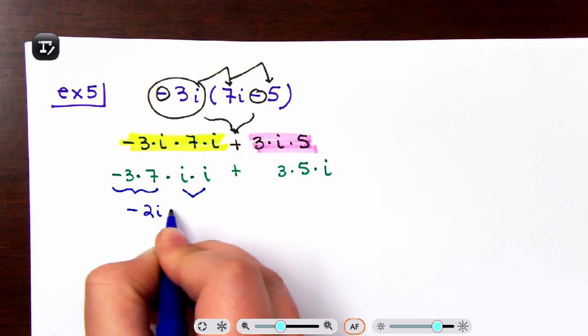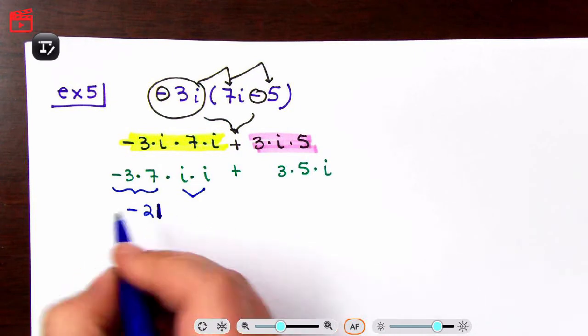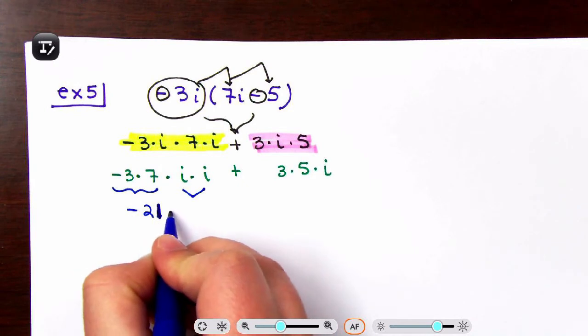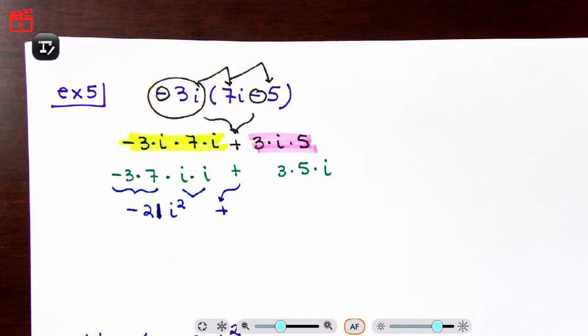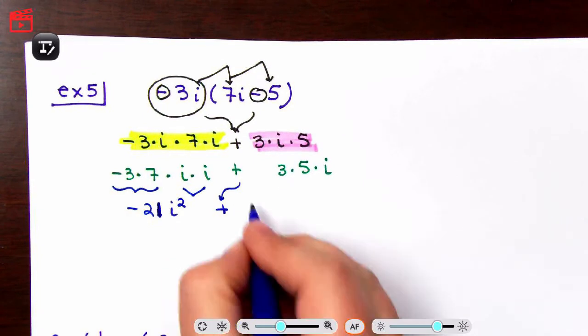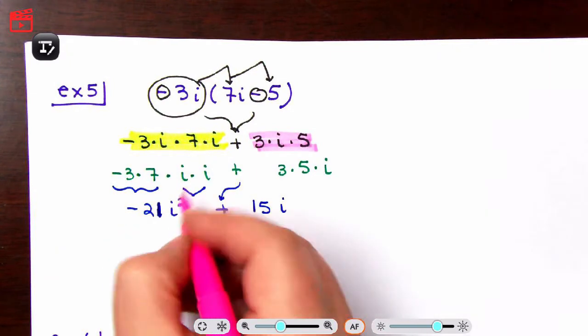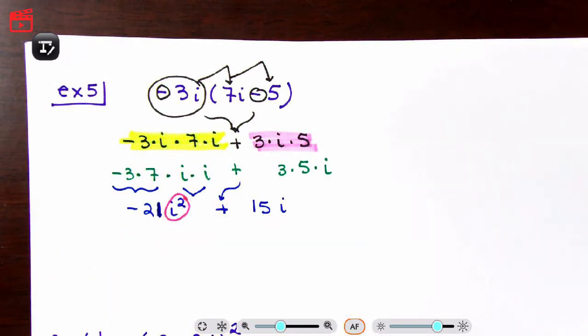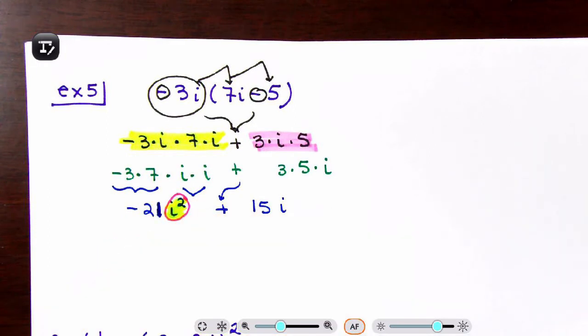i times i. You see that? My 1 became an i. So negative 21, then you have i squared, plus 3 times 5 is 15, and then you have your i. Now, i squared has a meaning. i squared is equal to negative 1.